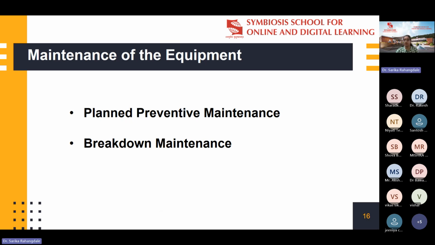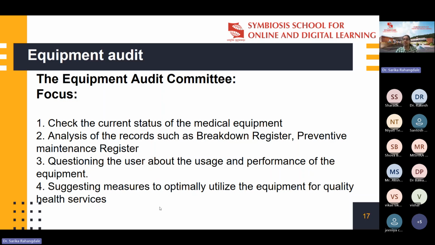So next is the equipment audit. Equipment audit is a periodic evaluation system to measure the quality of performance of the medical equipment. For this, an equipment audit committee is established in the hospital. So who can be members of that committee? The medical superintendent or the designated medical officer of that hospital, the head of the concerned department, the head of the maintenance department, a representative from the finance team, a representative from the hospital manager or administration team, the nursing superintendent, and the hospital store in charge are part of that committee.